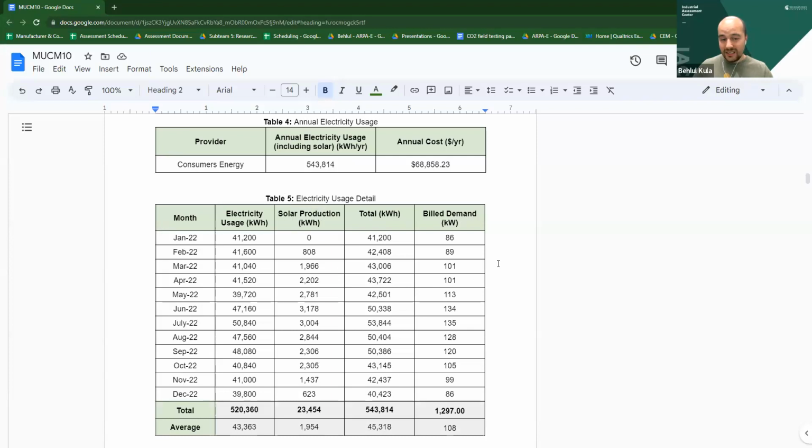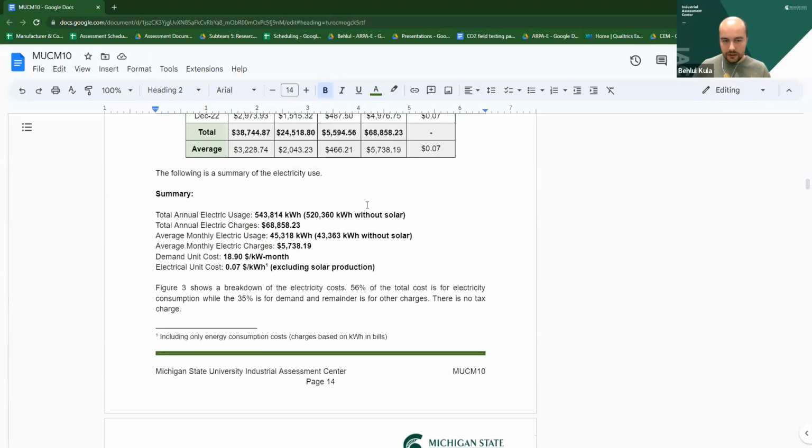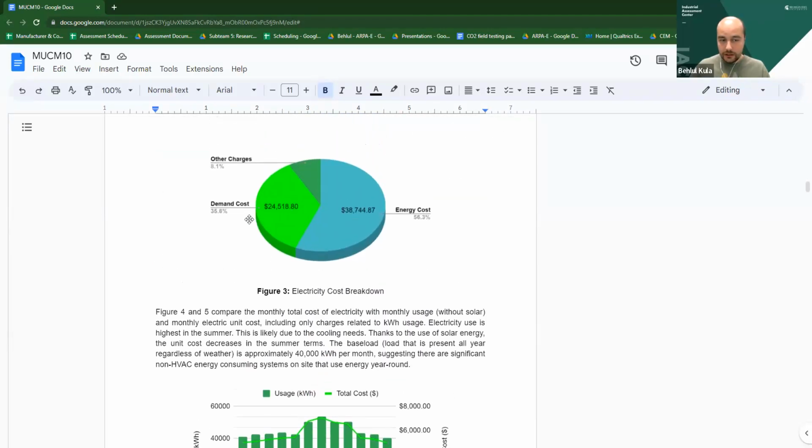This section includes details about the cost and the usage for each month. I will just skip this part and show you the graphs, which are important. Here, maybe you can notice that because of your solar consumption this number could be higher, but we used only the energy consumption without the solar for the unit costs. And here, because you also have the demand charge, 35% of the utility bills comes from this demand cost, the majority of it is from the energy cost, and you also have some other charges.